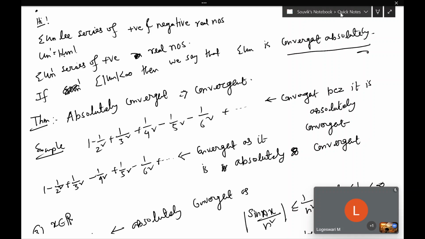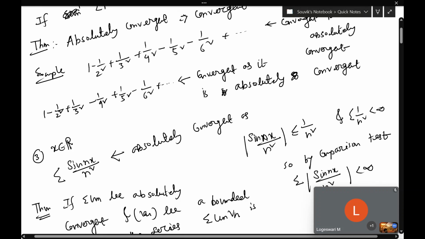Suppose you have a series of mixed terms, that is, mixed positive and negative terms, and let un prime be equal to mod un, so that summation un prime is a series of positive reals. Now, if summation mod un is convergent, then we say that summation un converges absolutely. And then there is a theorem which tells that absolute convergence implies convergence.